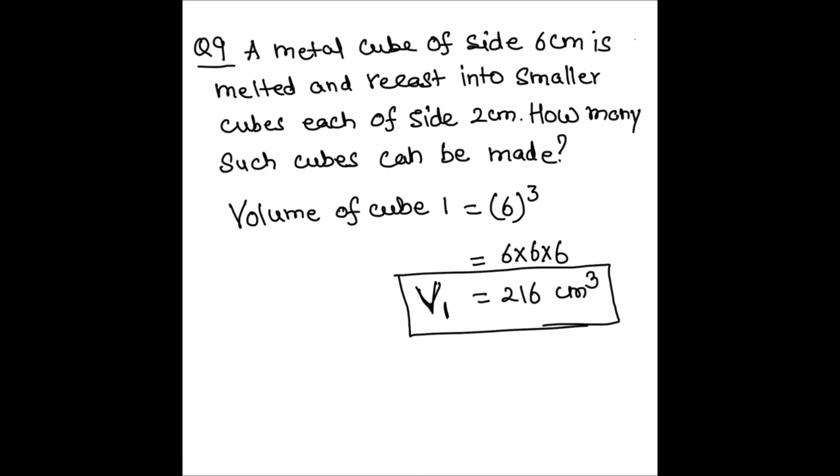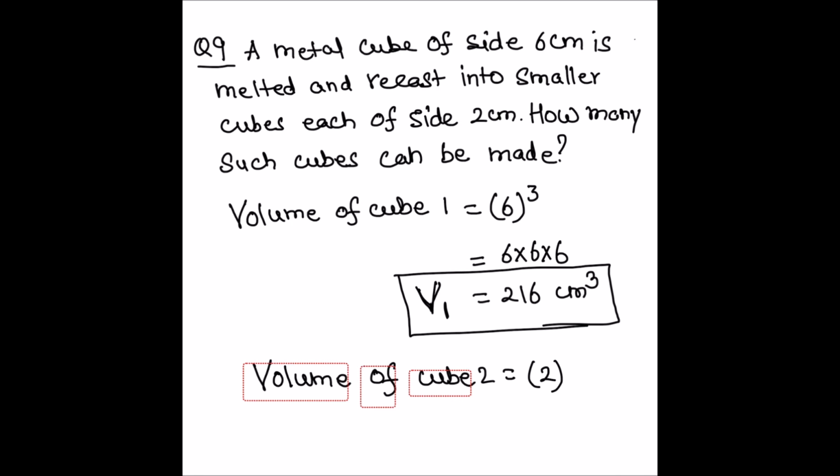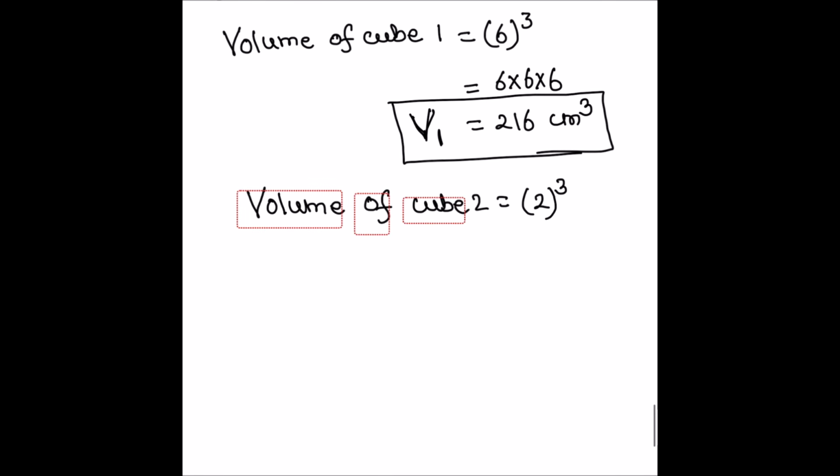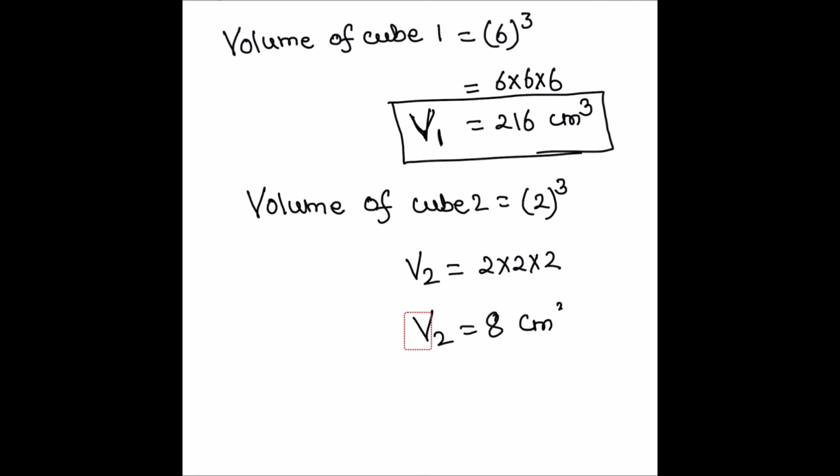And now this is recast and melted into smaller cube. Let's find the volume of that small cube. Volume of cube 2 is, each side is 2 centimeters. So that will be 2 cube. So volume 2 will be 2 times 2 times 2, which equals 8 cubic centimeter.